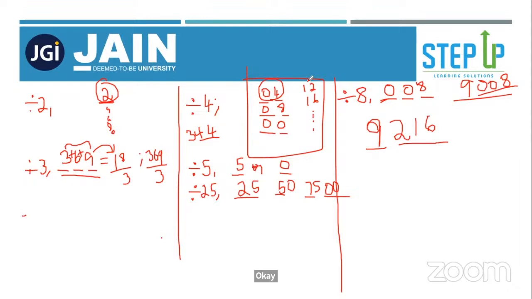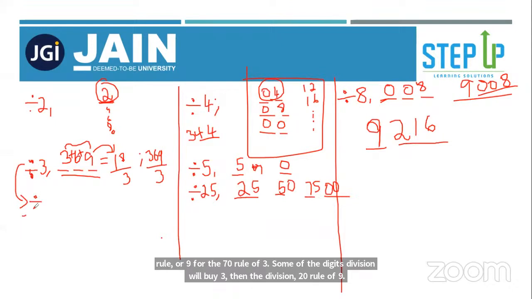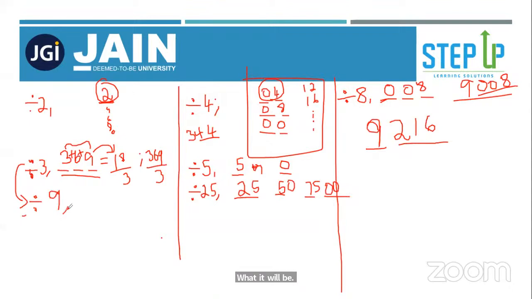Divisibility rule of 9. For the divisibility rule of 3, the sum of the digits should be divisible by 3. Then the divisibility rule of 9, what would it be? The sum of the digits should be divisible by 9. Yes, your answer is right. So the sum of the digits should be divisible by 9.